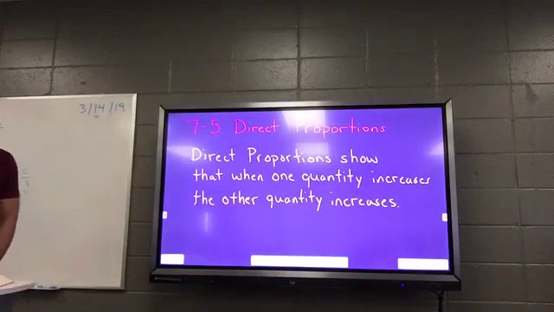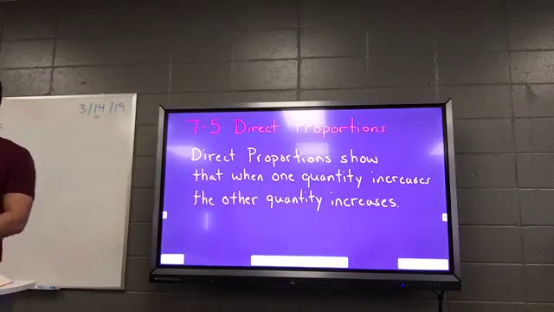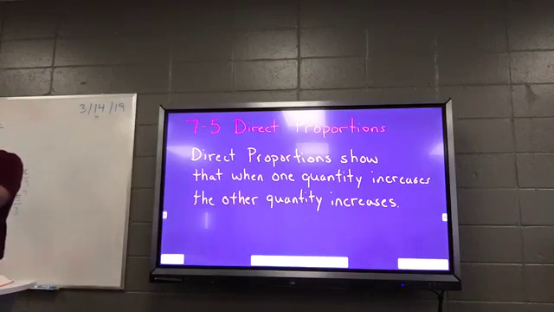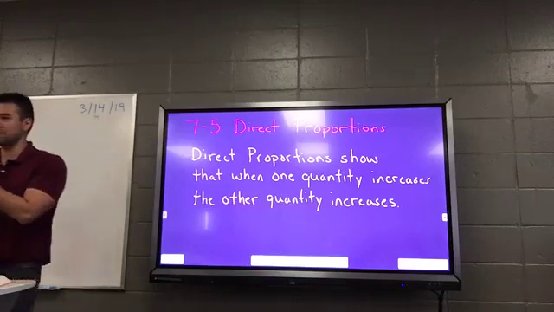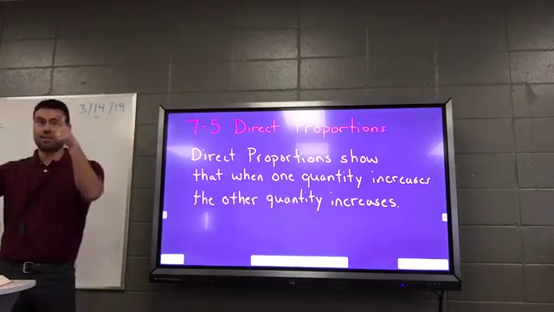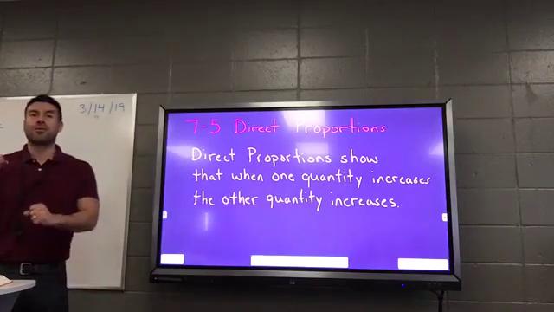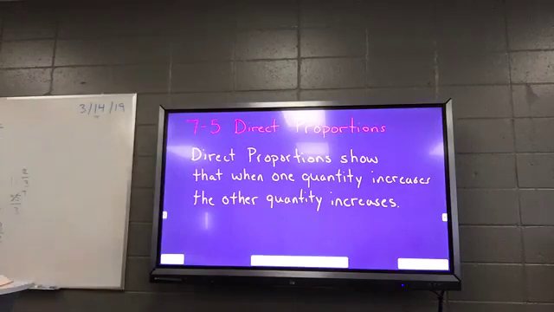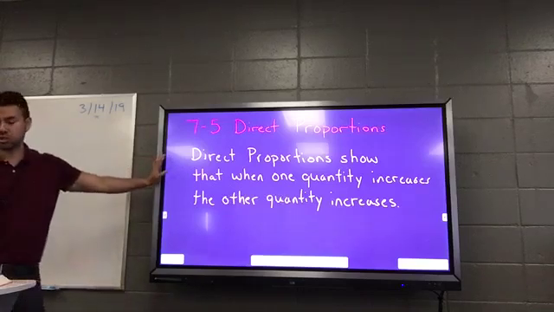So that sounds a lot like something we did last chapter. Raise your hand if you remember when one quantity goes up, the other quantity goes up. Like the graphing. What specifically about the slope? When one thing goes up, the other thing goes up. A positive relationship. So we're still talking about that, but we're not going to graph it. We're going to use proportions to show that.